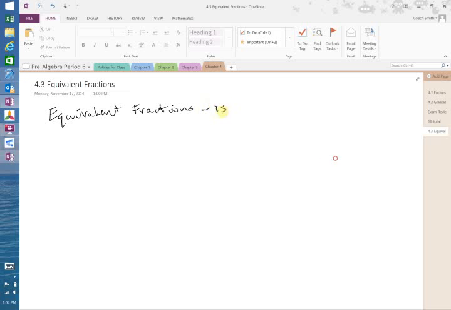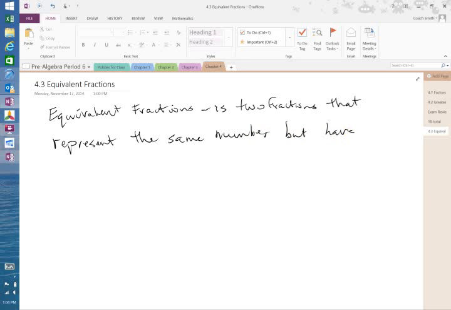Equivalent fractions are two fractions that represent the same number but have different numerators and denominators. Okay.